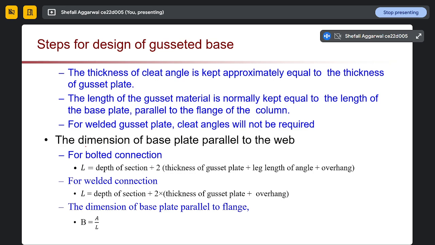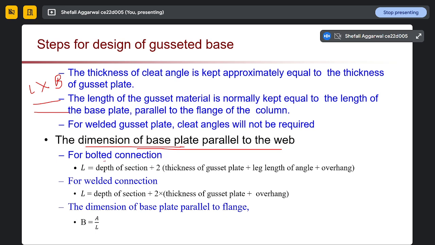So the next step in design: we have calculated the area, and from the area we have calculated the size of our base gusset plate. After calculating the size of our gusset plate, we are calculating the base length of our base plate. Size is equal to length into width of our gusset plate. Then we are calculating the dimension of the base plate.